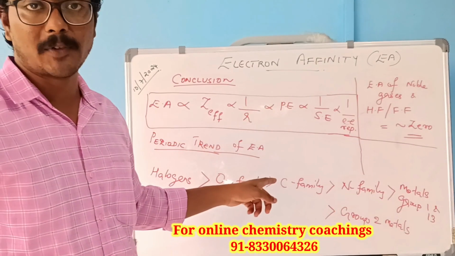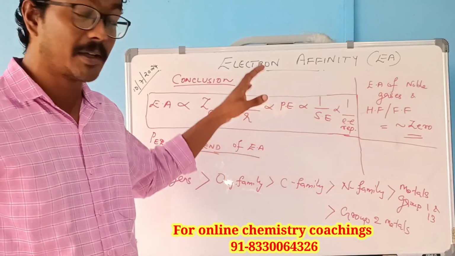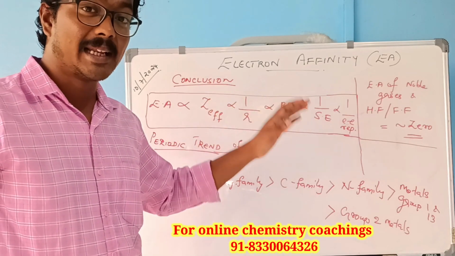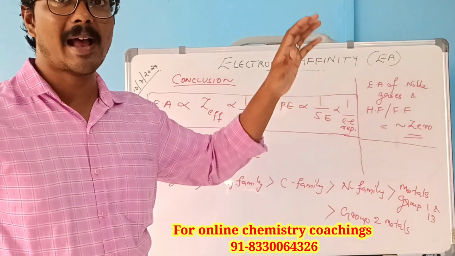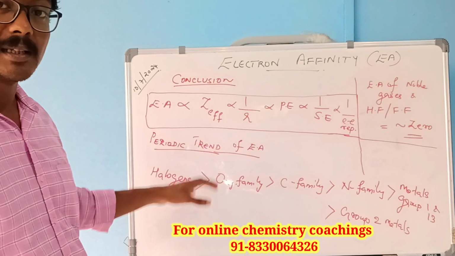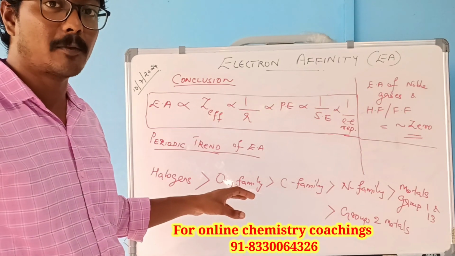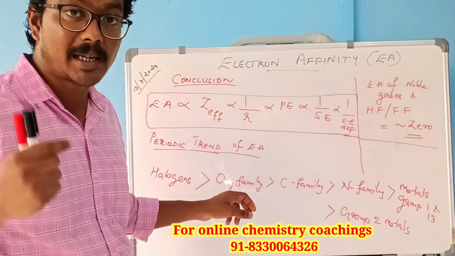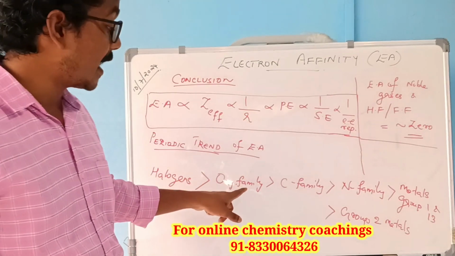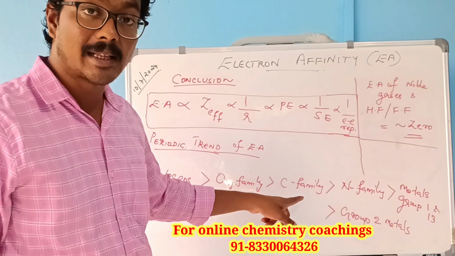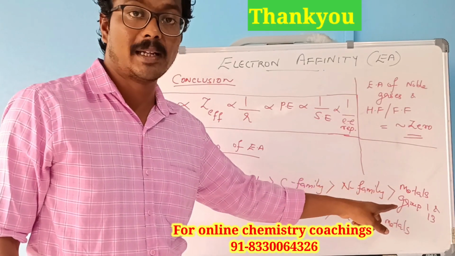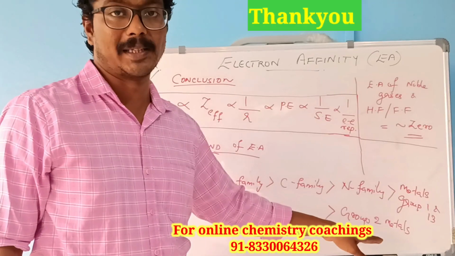And the periodic trend of electron affinity: we have already discussed the periodic table, where the electron affinity is highest towards the halogens, group number 17. So halogens possess very high electron affinity because of their very high tendency to accept an electron to complete their octet. Halogens possess higher electron affinity than the oxygen family, which is greater than the carbon family and nitrogen family, and metals in groups 1 and 13, and finally group 2 metals. Okay.